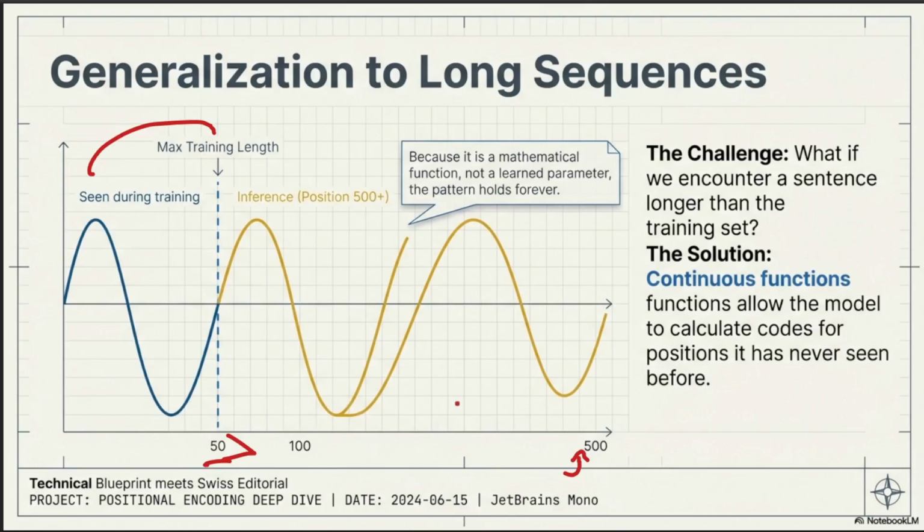But because our method uses a mathematical function, the curve, the pattern naturally extends forever. The model understands the concept of a wave, so it can calculate the code for a position like 500 even if it didn't see it during the training.